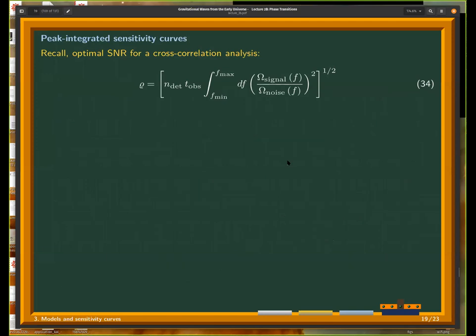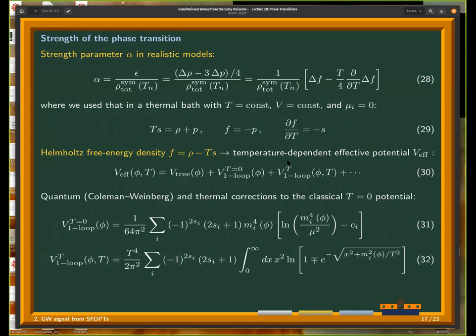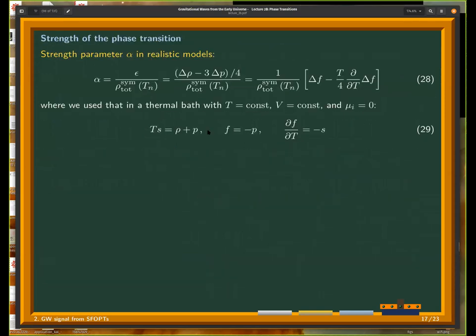Yes, I mean, it's hard to state one single value, but let's have a look. So the strength of the phase transition is characterized by this parameter alpha. And alpha, in the simplest approach, is given by the vacuum energy density released during the phase transition in comparison to the total energy density in radiation at the time of the phase transition.